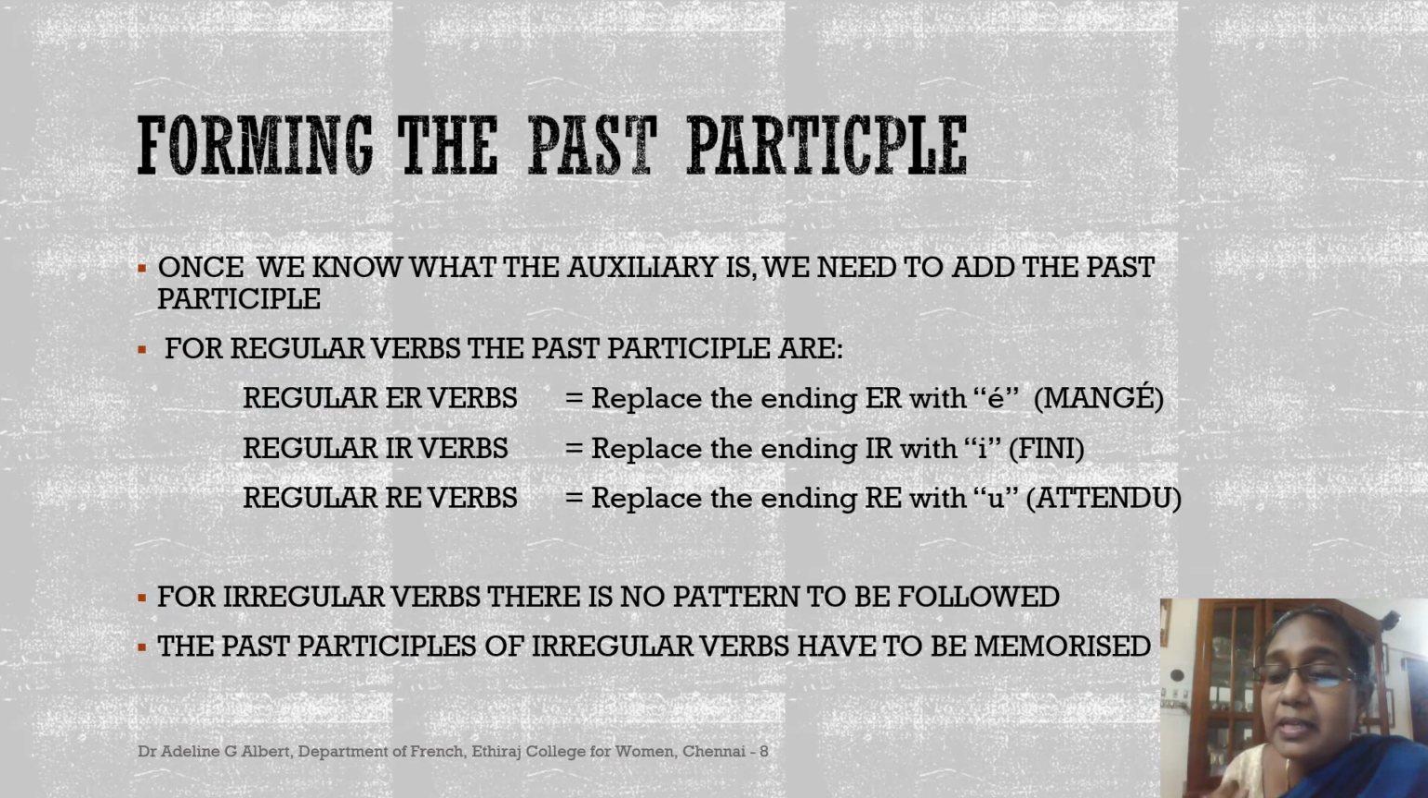Let's go on to the past participle. How do I form the past participle? We know the auxiliaries now. You have a few verbs that are conjugated with être and everything else is conjugated with avoir. Now let us look at the past participle. How do I form it? Regular verbs. Regular ER verbs.